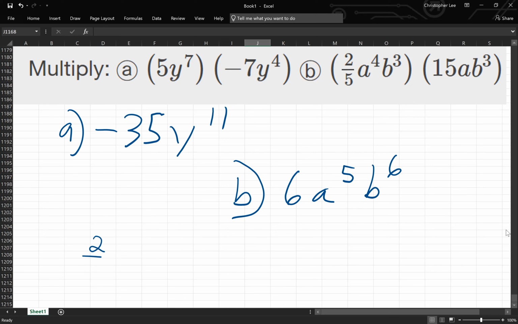If you want to, so that would be like 2/5 times 15/1. 5 goes into 5 once, 5 goes into 15 3 times, right? So 2 times 3 is 6/1, which is just 6. We good? Make sense? Numbers with numbers, variables with variables, right?